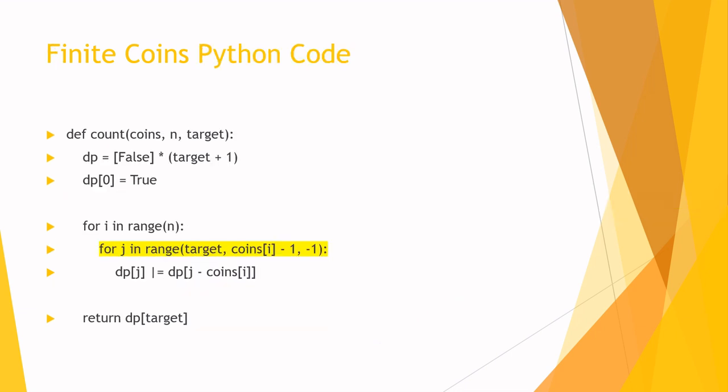Now what would happen with finite coins? The finite coin Python code is literally the same. Almost everything is the same as infinite coins, but the only difference is the range for which the inner for loop runs. So here we run j from target to coins of I, so it will go backwards.